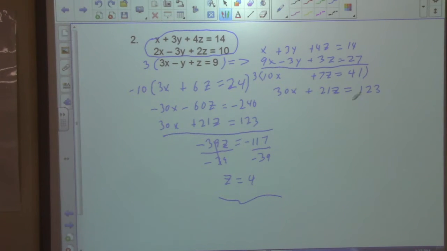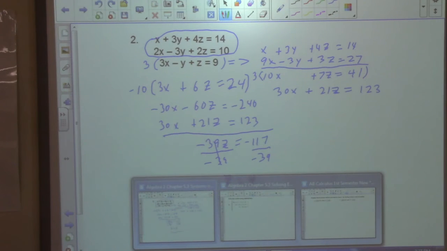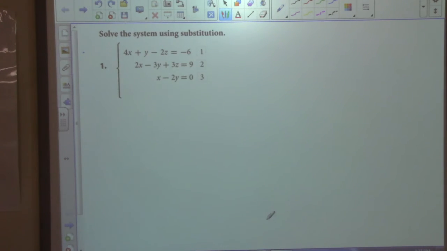Today we're going to work on all three types of solving, including we're going to introduce something called matrices toward the end of class. So right now on number 1 it says solve the system using substitution. So we're going to work on substitution, and if we have time, elimination, and definitely get to matrices by the end of class. Okay, how would you look at solving this first system by substitution?